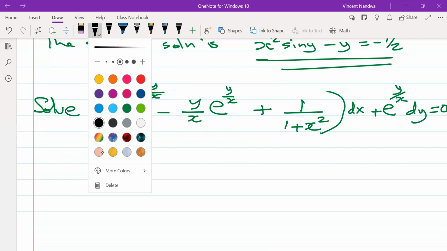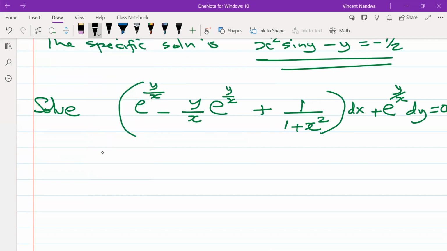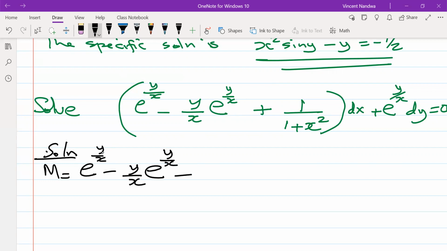Now, we see that M is e to the power y over x minus y over x, e to the power y over x, plus 1 over 1 plus x squared. N is given by e to the power y over x.